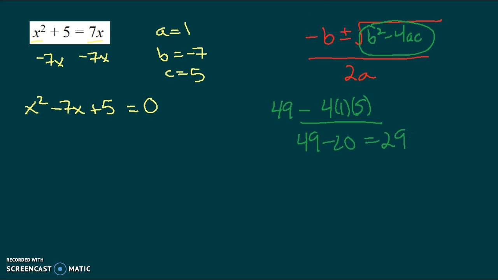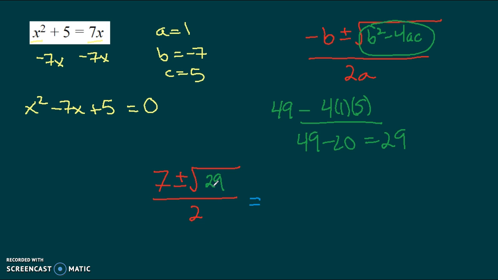And then I'm going to do the rest of the equation. So the opposite of b is going to be 7, plus or minus the square root of that number I just figured out, that 29, all divided by 2 times a, which in this case is just going to be 2. At this point, I usually try to simplify the radical if I can.